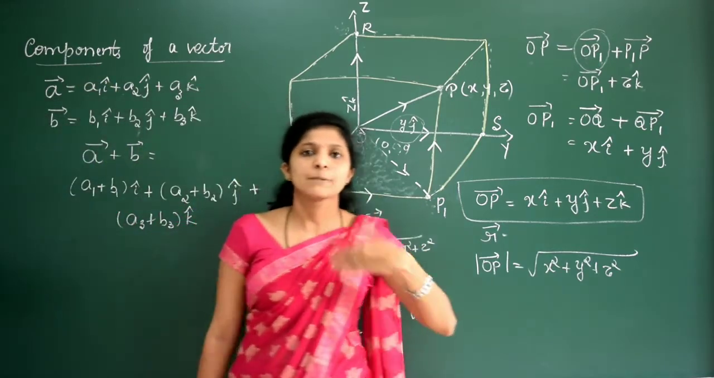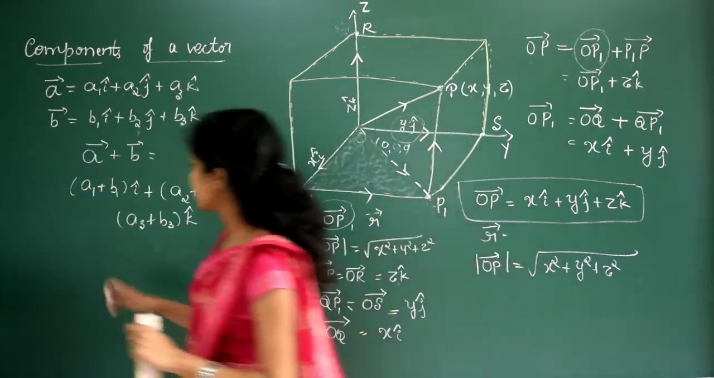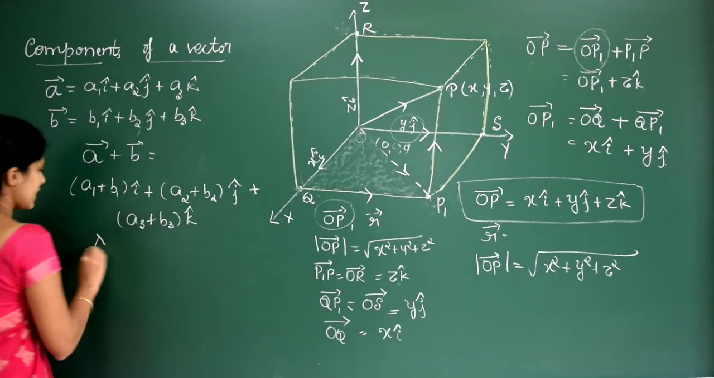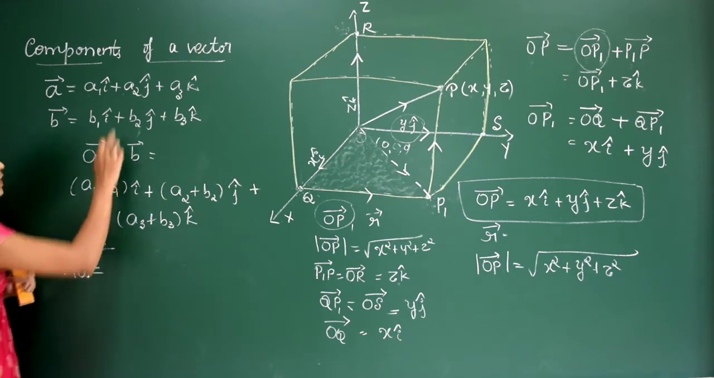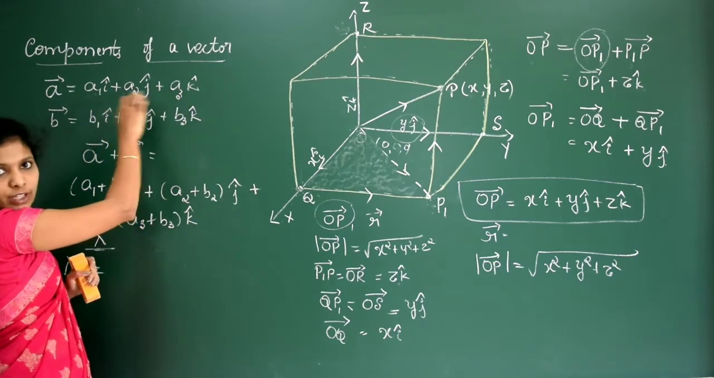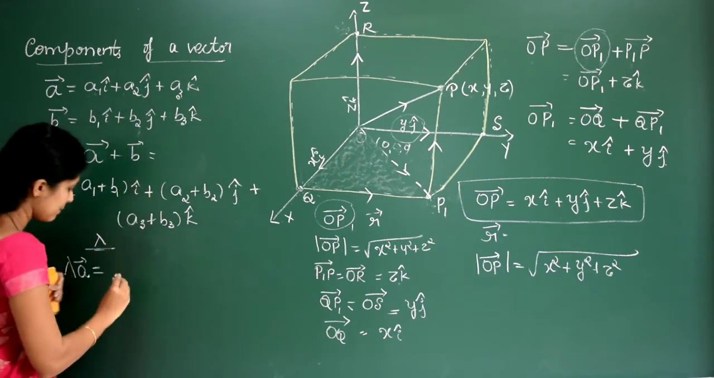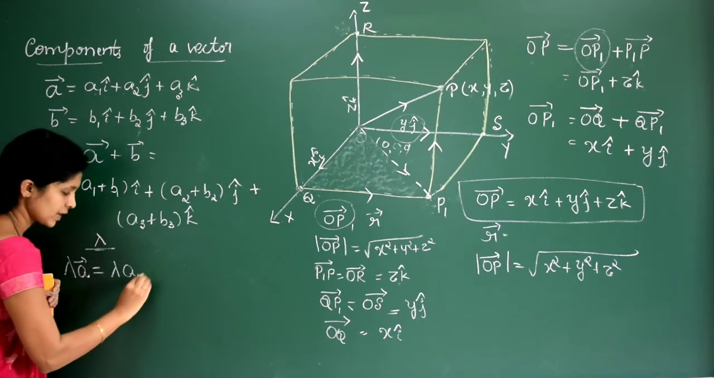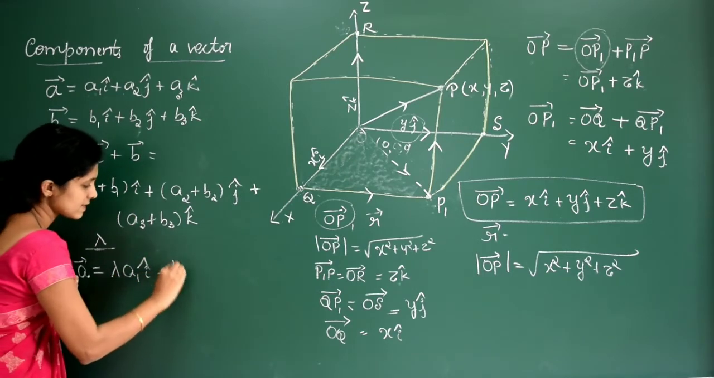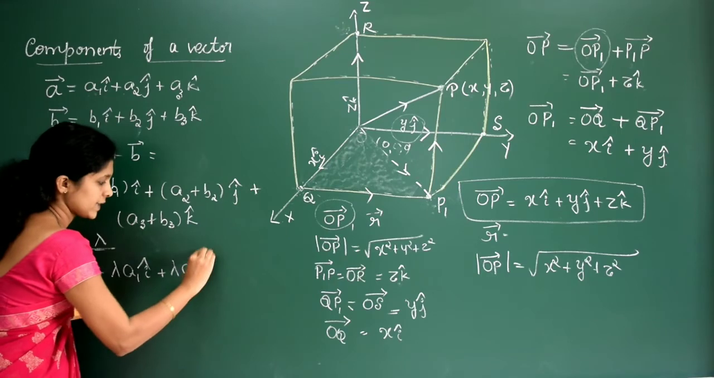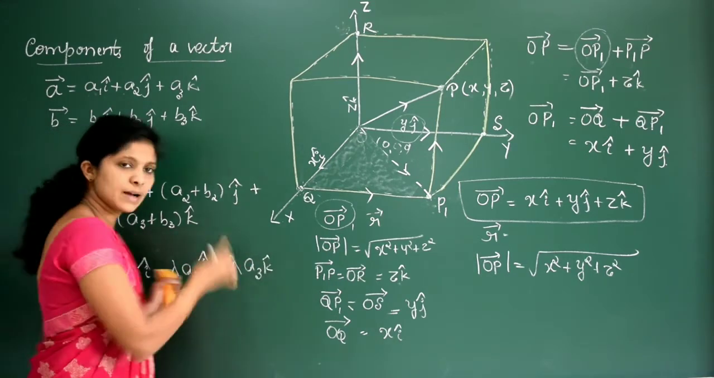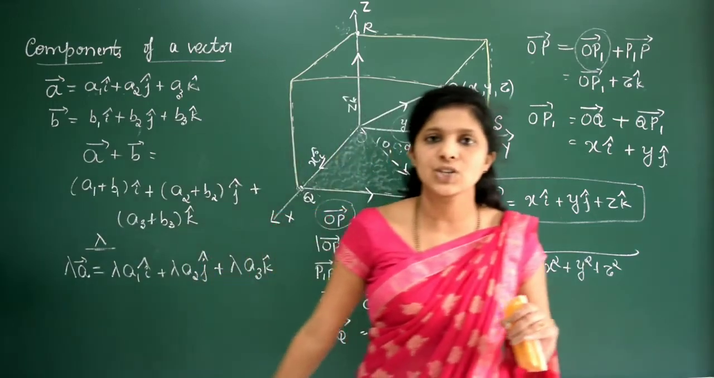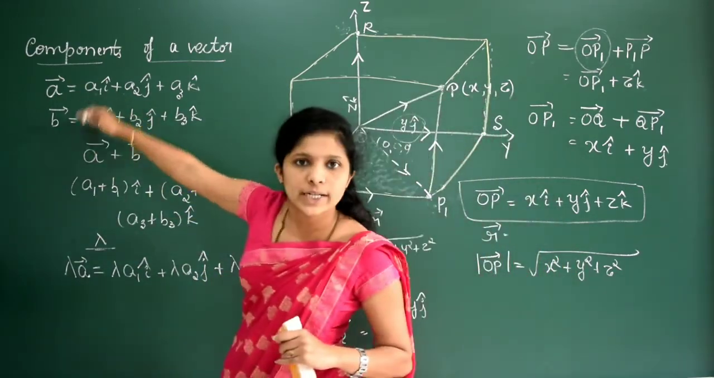If you want to multiply by any scalar, let us consider lambda is a scalar. So lambda times the A vector is equal to, you have to multiply each and every element of this vector by lambda. So that will be lambda A1 i cap plus lambda A2 j cap plus lambda A3 k cap. This is the scalar multiplication, and any two vectors are equal.